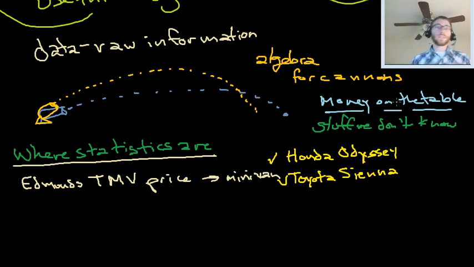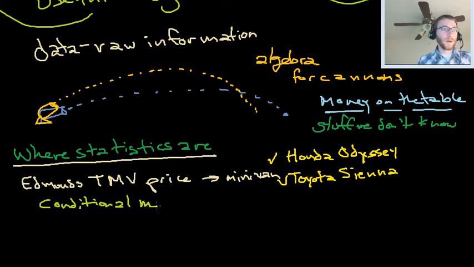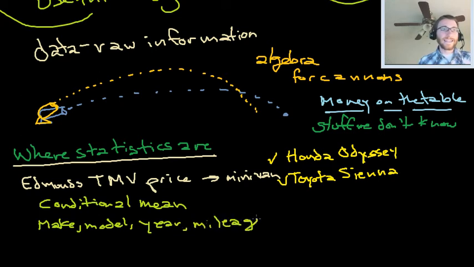What Edmunds does is it gives you what's called a conditional mean. A conditional mean says, tell me all of these things about your car: the make, the model, the year, the mileage. They have some kind of condition, so is it in excellent condition? Is it in good condition? And they know a bunch of other stuff.